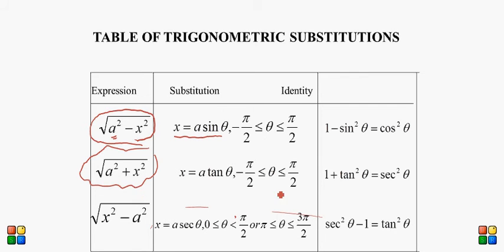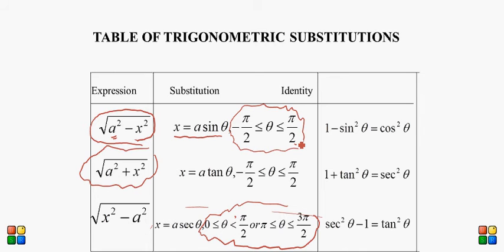Now I should also mention the ranges of the variable. This only comes up if we have a definite integral where we have to evaluate limits. So we'll see why we might need to know the ranges of the variable theta when doing a definite integral. It really doesn't come up when doing an indefinite integral without limits.